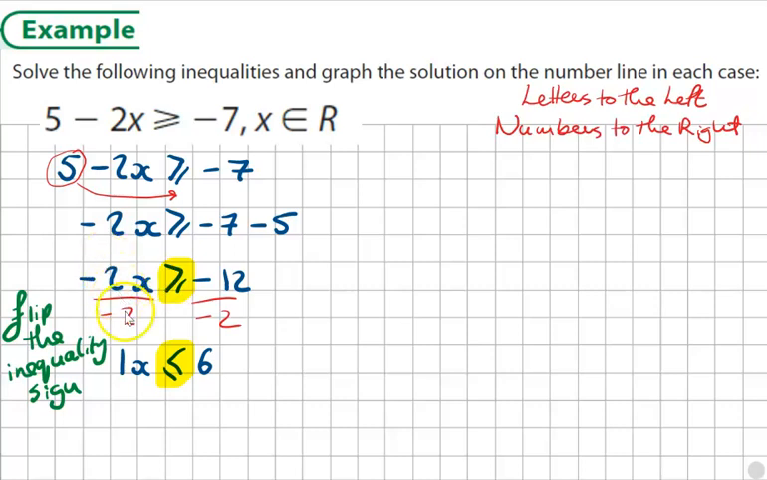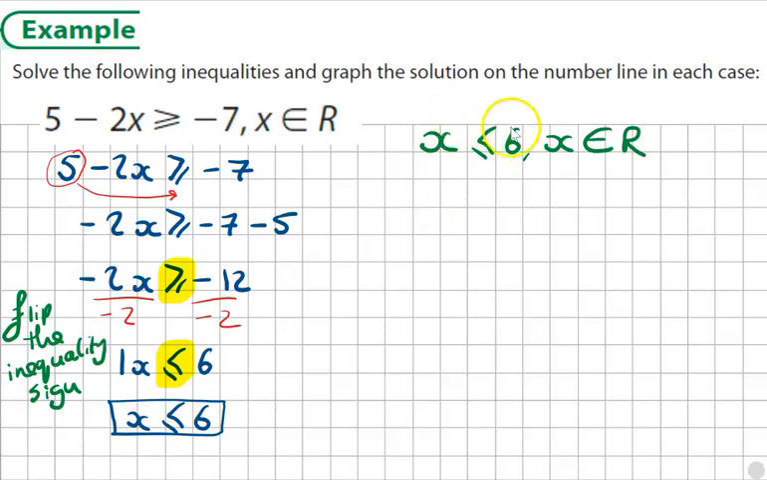So minus 2 divided by minus 2 is 1, so we get 1x. The sign becomes less than or equal to. And minus 12 divided by minus 2 is positive 6. So we have x is less than or equal to 6, where x is an element of the real number set.